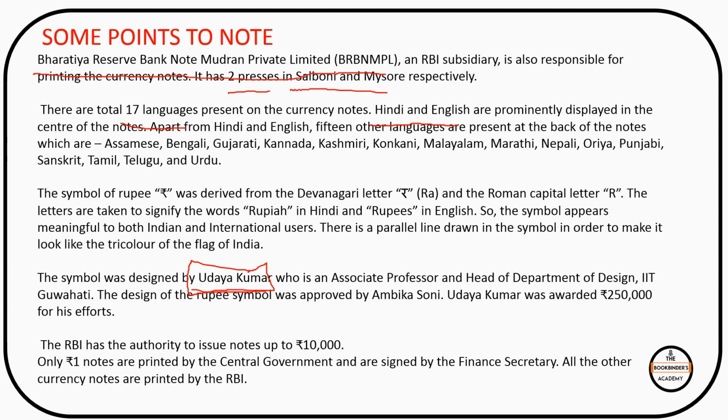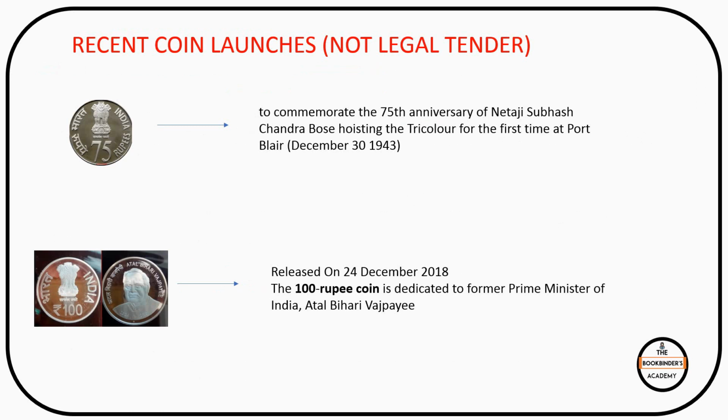So let's move on. Now this is a bonus round. This basically is the recent coin launches. Now these coins that are used to commemorate a certain event in history are not legal tender. It's more like a memorabilia or a collection item. And here we have 2 coins that were launched recently.